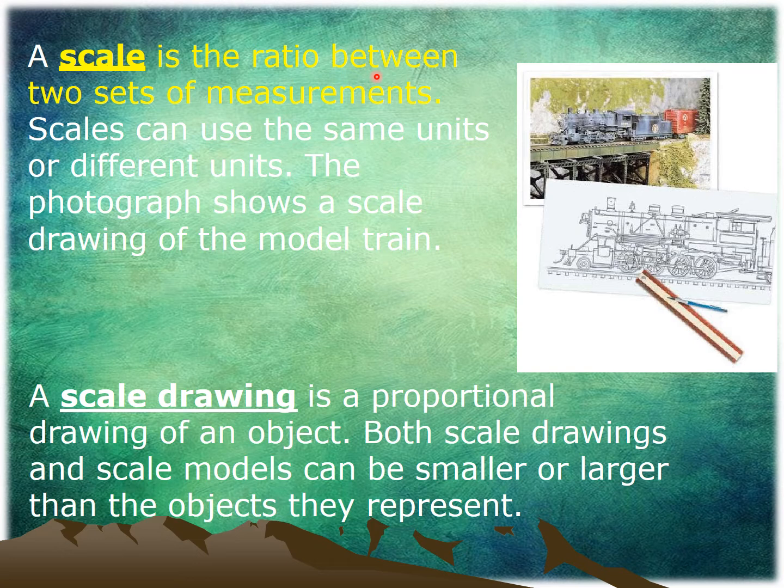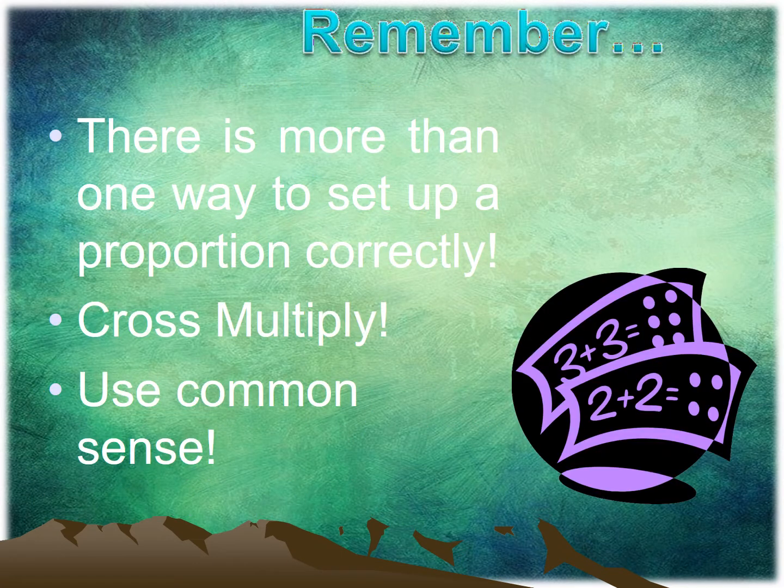A scale is the ratio between two sets of measurements. Scales can use the same units or different units. The photograph shows a scale drawing of the model train. A scale drawing is a proportional drawing of an object. Both scale drawings and scale models can be smaller or larger than the objects they represent. Remember, there is more than one way to set up a proportion correctly. Cross multiply. Use common sense. You can find this all.